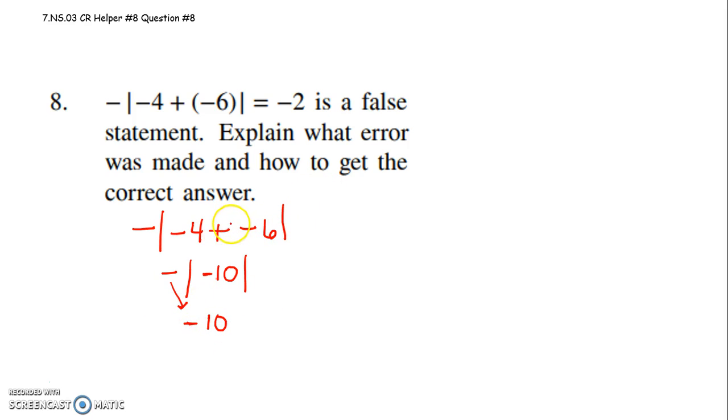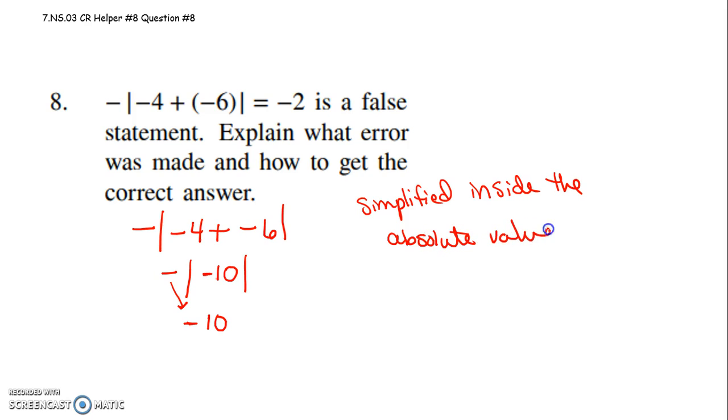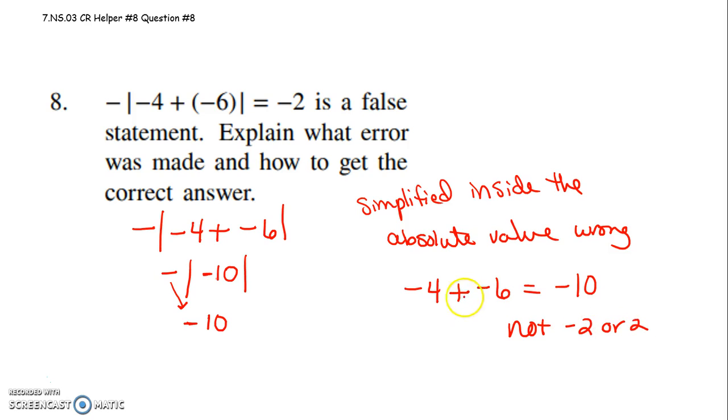And what did this student do incorrectly? They simplified inside the absolute value wrong. -4 plus -6 equals a -10, not a -2 or a +2. So that's what they did wrong. They accidentally subtracted those two values inside the parentheses, but if the signs are the same, they should have added and kept the sign.